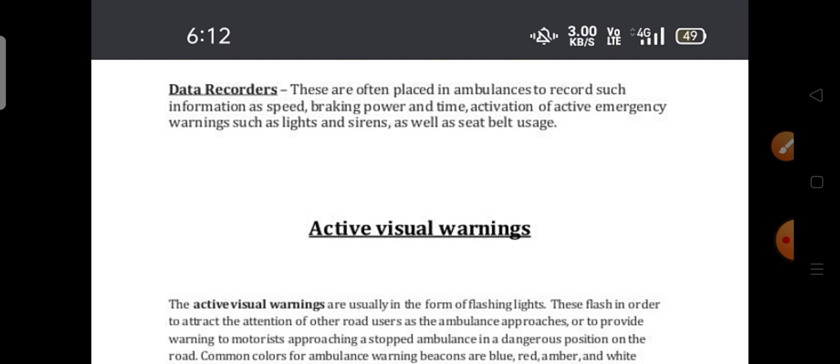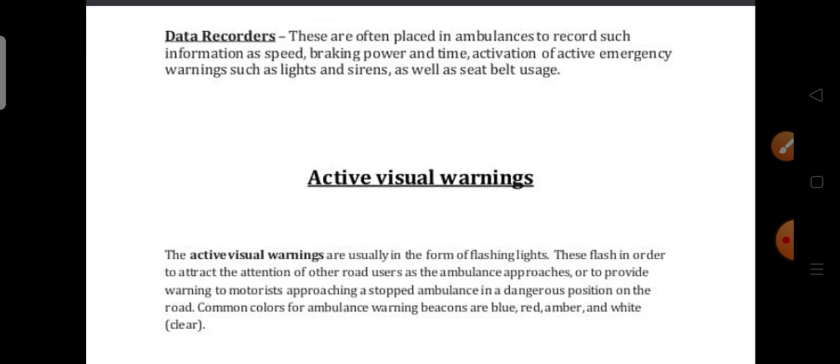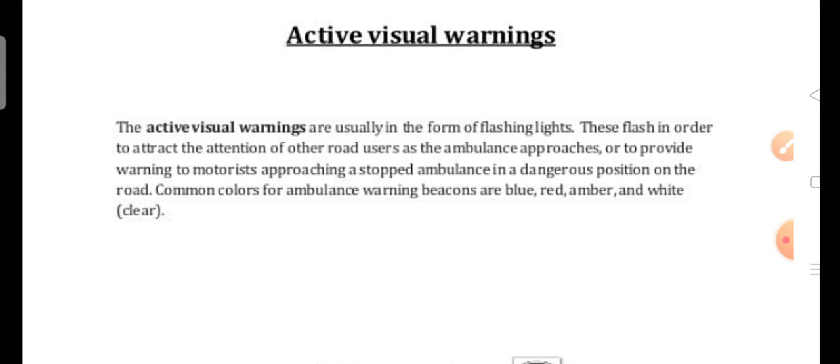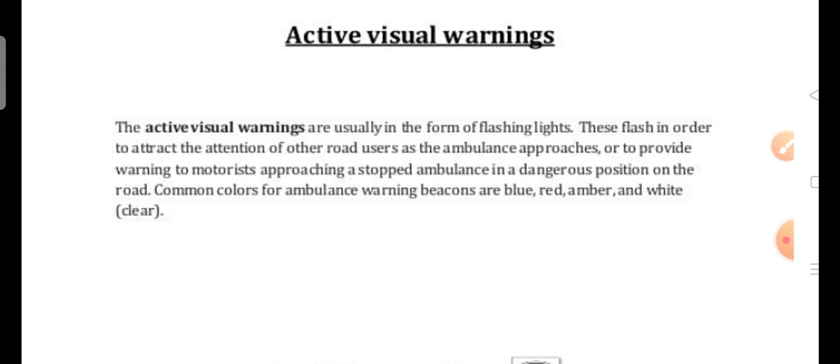Okay, activation of active emergency warnings such as lights, screens, as well as seat belt usage. Next one is the active visual warnings. The active visual warnings are usually in the form of flashing lights. These flash in order to attract the attention of other road users as the ambulance approaches, and to provide warning to motorists approaching a stopped ambulance in a dangerous position on the road.